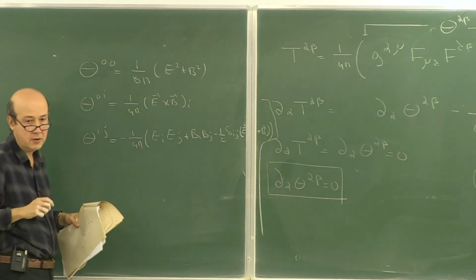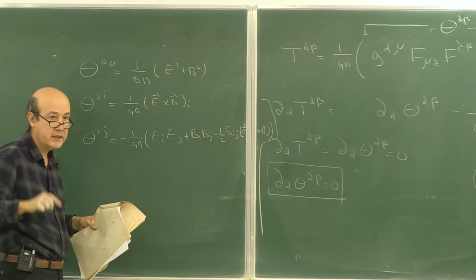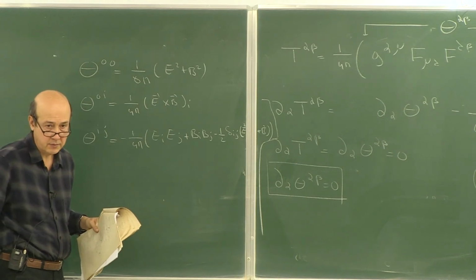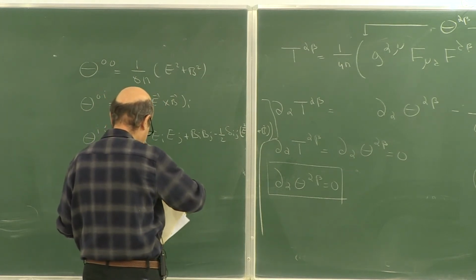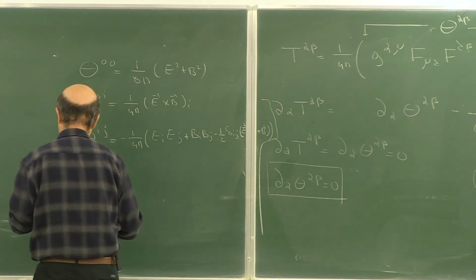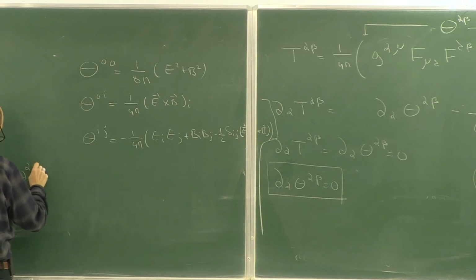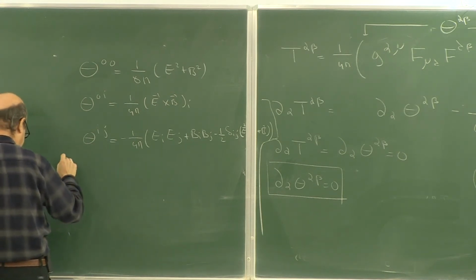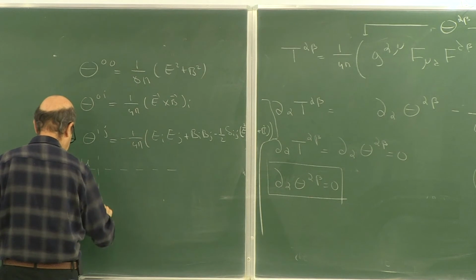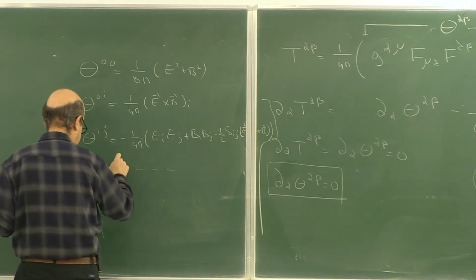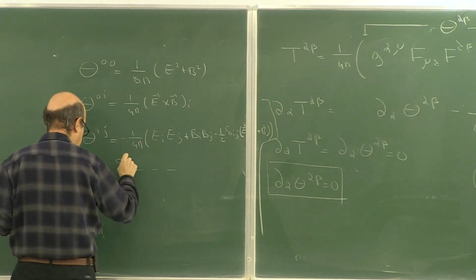So do you remember this term? From chapter 6, that is the Maxwell's stress tensor. So basically, a symmetric stress tensor, 4x4, rank 2, has the following elements. Theta alpha beta, 0,0 is the energy density, and 0,1, 0,2, 0,3 are related with the momentum density.